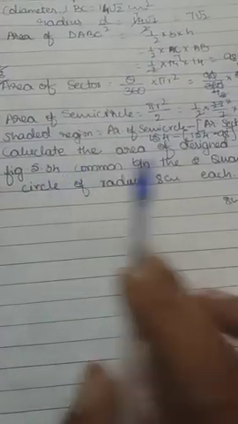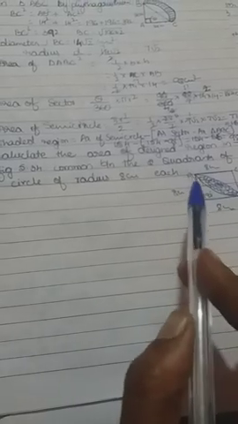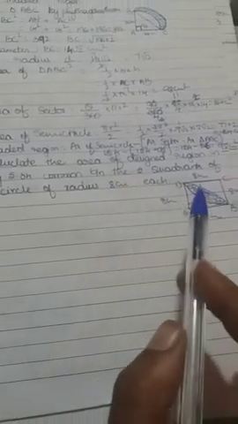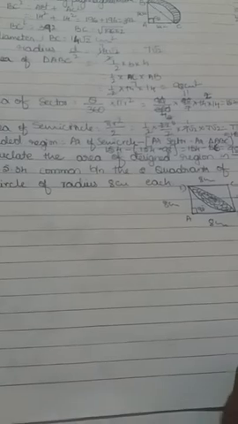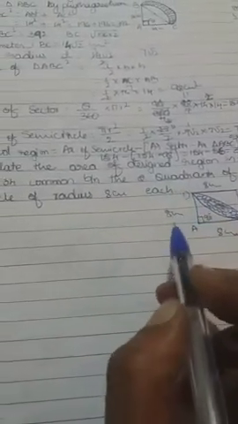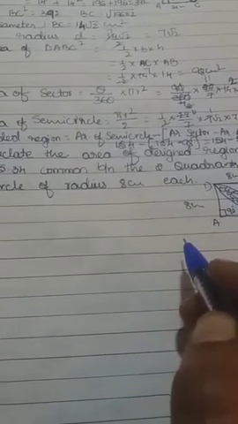16th sum it is: calculate the area of the designed region in figure 5.34. This is the figure, in that we want to calculate the area of the designed region. The figure is a common part between two quadrants of the circle of radius 8 centimeter each. So this is also one part of one quadrant of the circle. Here we have one quadrant, so this radius should be 8 centimeter, 8 centimeter, 8 centimeter. I mean, it is a quadrant or a square, so all the sides are equal.